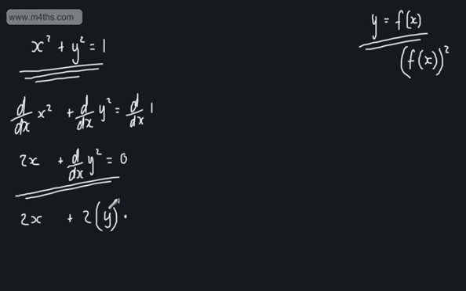So the derivative now is going to be dy by dx. If I want to differentiate a function of x, the derivative is dy by dx. And that is going to be equal to 0. So what I've done is employed the chain rule.